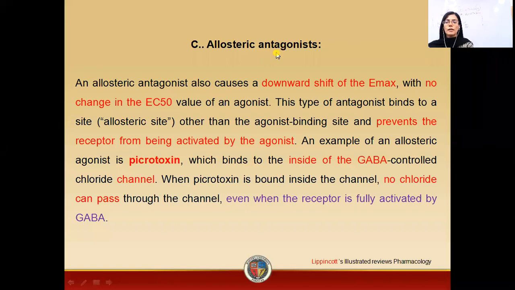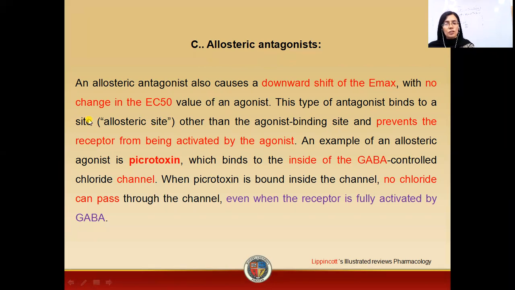Now students, we will discuss allosteric antagonists. We have already discussed in our previous video that on receptors, there is a second site which is different from that of the agonist binding site, and we are calling this site the allosteric binding site. What these allosteric antagonists do is bind themselves to that allosteric site. As a result, there will be a downward shift of the Emax.